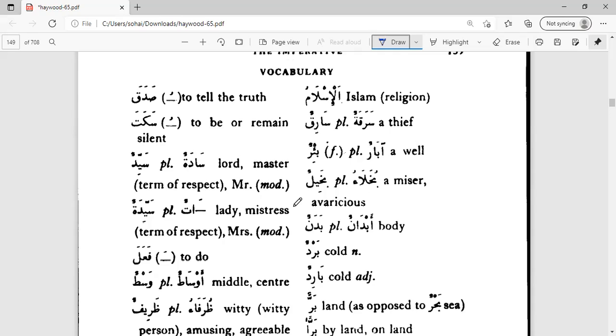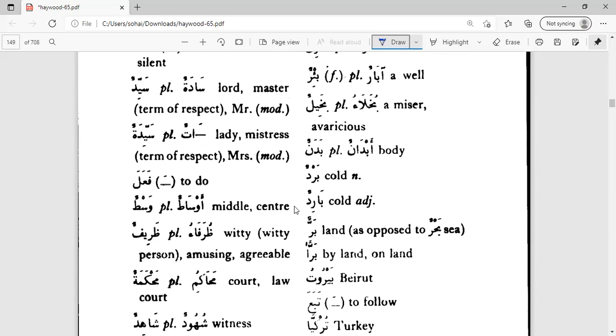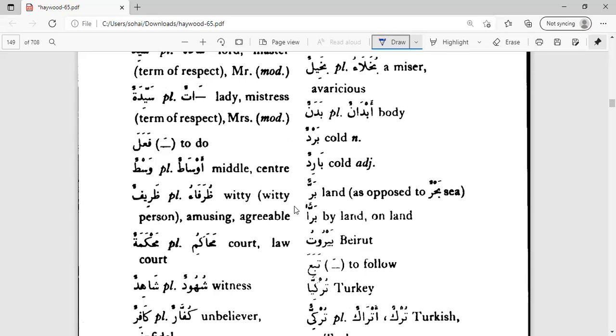Okay. And then we look at the vocabulary. So sadaqa yasduqu, to tell the truth. Sakata yaskutu, to remain silent. Sayyidun, or broken plural sadatun, means lord or master. It's essentially a term of respect, or in modern Arabic it can mean mister. And for lady, it'll be sayyidatun. Fa'ala yaf'alu, to do, we've done that before, or amala ya'malu.